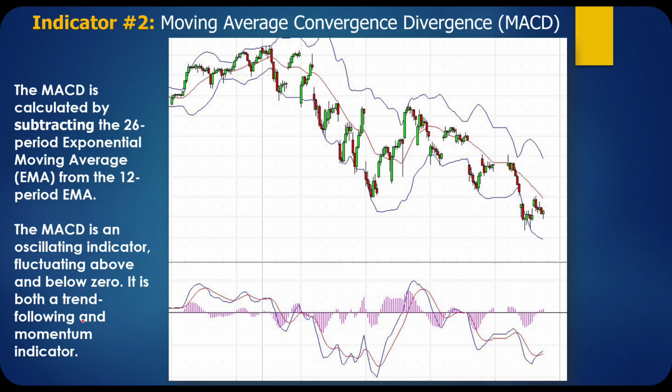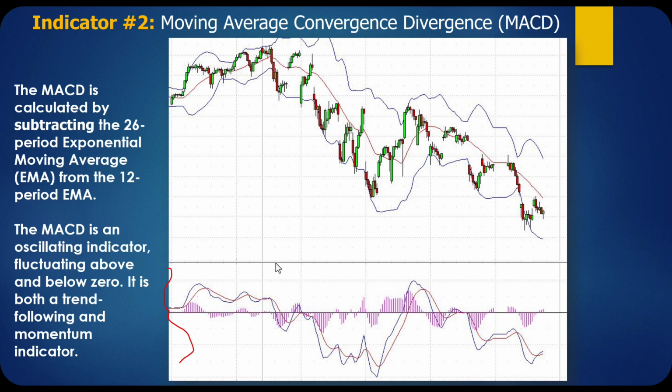So the MACD is calculated by subtracting the 26-period exponential moving average from the 12-period exponential moving average. The MACD is an oscillating indicator fluctuating above and below 0, and you can see that down here where we see the MACD. So it is both a trend following and momentum indicator.